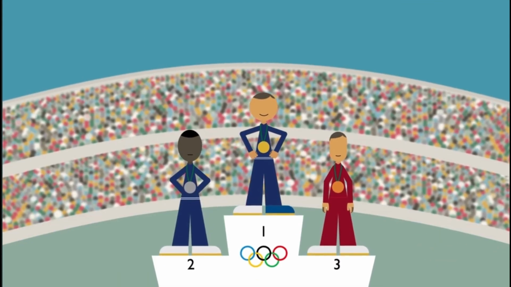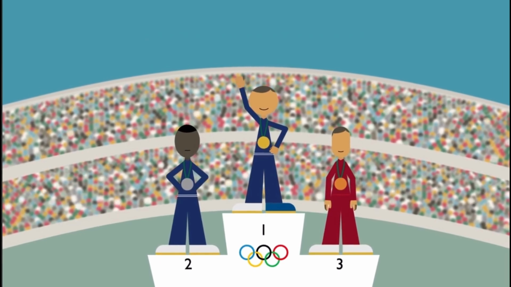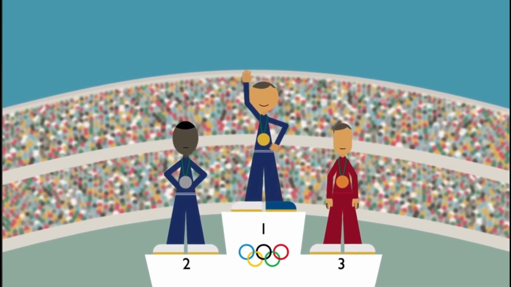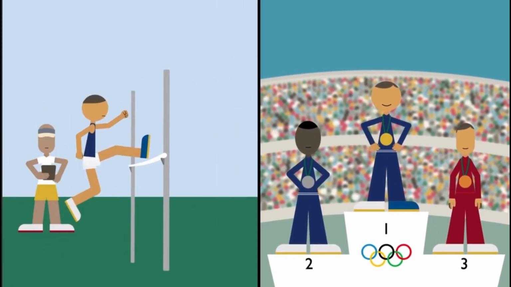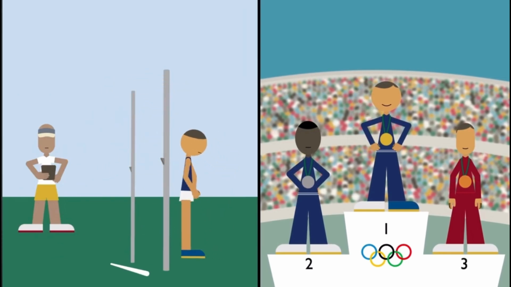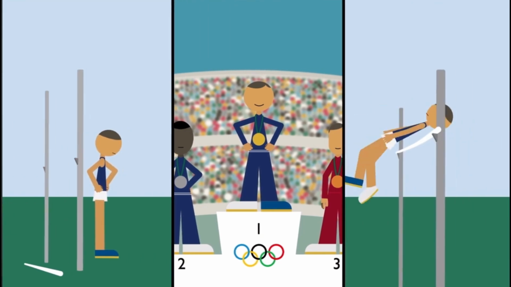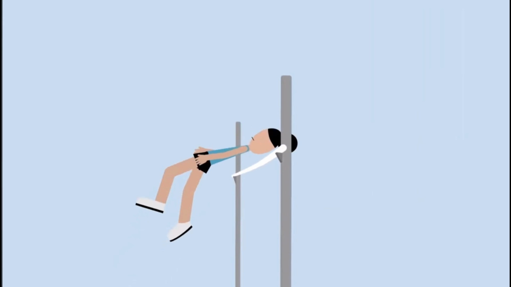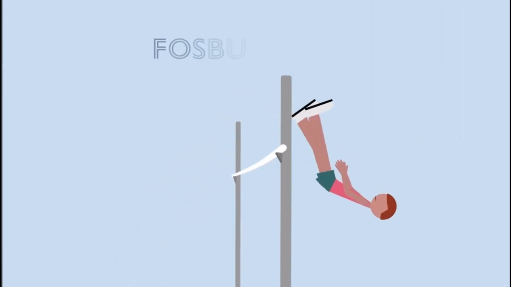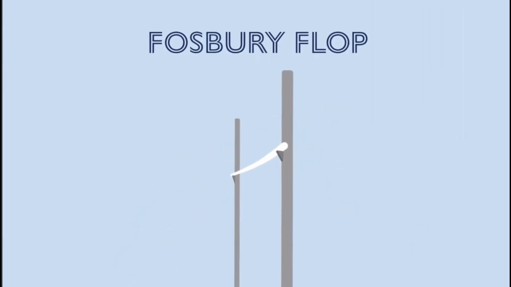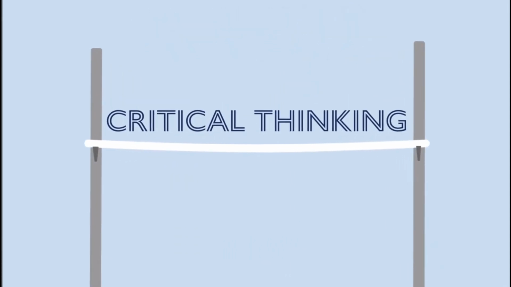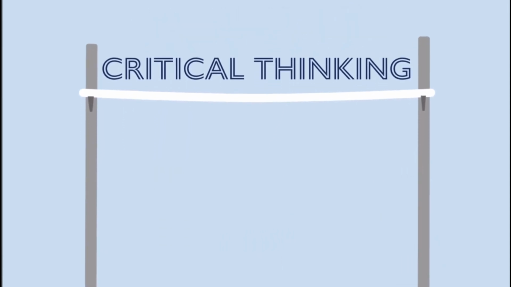And so here we are, back in 1968, with Fosbury winning the Olympic gold medal. He took a problem, not being able to jump particularly high, and used critical thinking to come up with a solution, a new way of jumping that greatly improved his results. To this day, almost every high jumper uses this method, now known as the Fosbury flop. And so it just goes to show how critical thinking can both raise the bar and change the game.